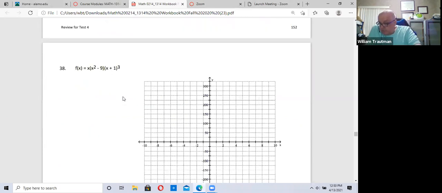I have no idea what we're supposed to be doing. Oh, okay. So 38, I don't know what the instructions are, but I have my own instructions for 38.